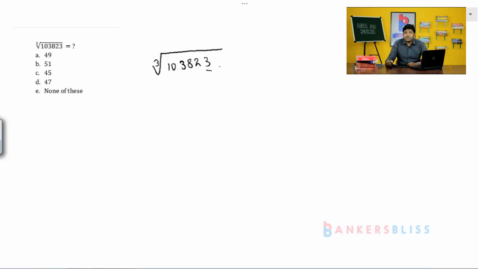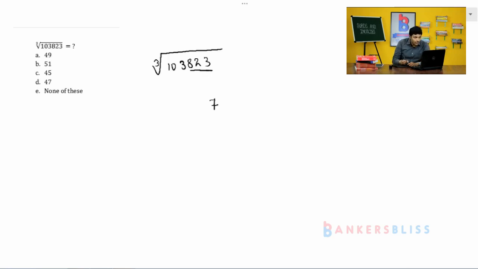See here, the unit digit is 3. So if you cube some value, you have to get unit digit as 3. So which one you have to cube? 7 cube, 343. So for this, the unit digit is 3. Therefore the unit digit is 7. See here, see the options. You have 49, 51, 45, 47, and none of these. No decimal fraction is there, then automatically it is considered as a perfect cube.